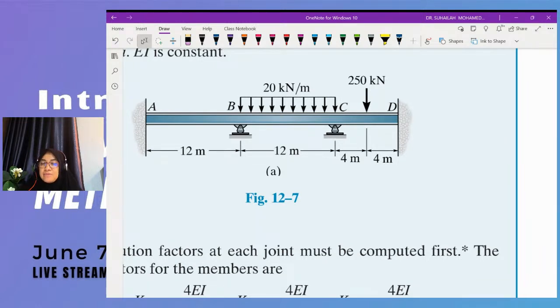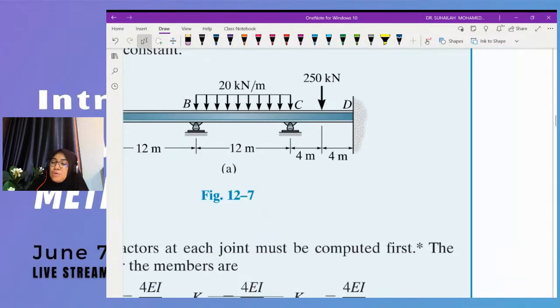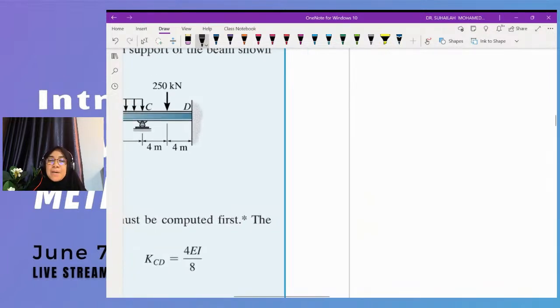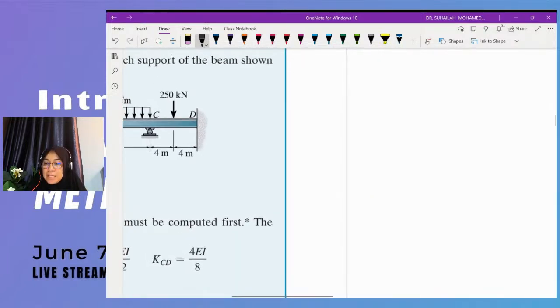A is fixed, and D is also fixed. The distance for each member is as given. So we have to calculate the internal moment. So what is internal moment? From this, we have to be able to draw the member and the joint separately.